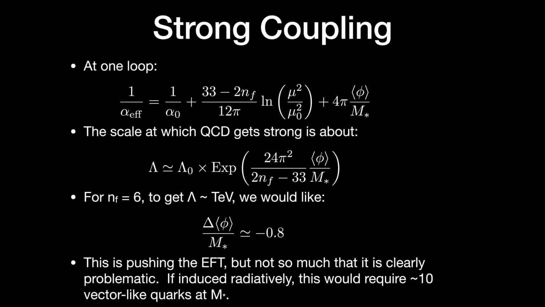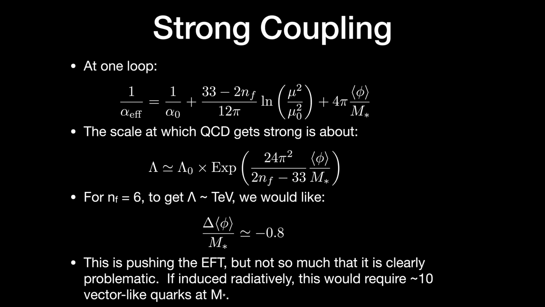If I imagine that there are 6 quarks, and I want to get a confinement at around a TeV, what I'd like is that the VEV of phi over m star is about -0.8 or so. So it's of order 1, but a little bit smaller than 1. This is maybe pushing the EFT as a description a little bit, though I think even replacing this with a full theory, it's not like it would break anything. It would just be more unwieldy to work with. But it's not so bad that I would think it's clearly problematic.